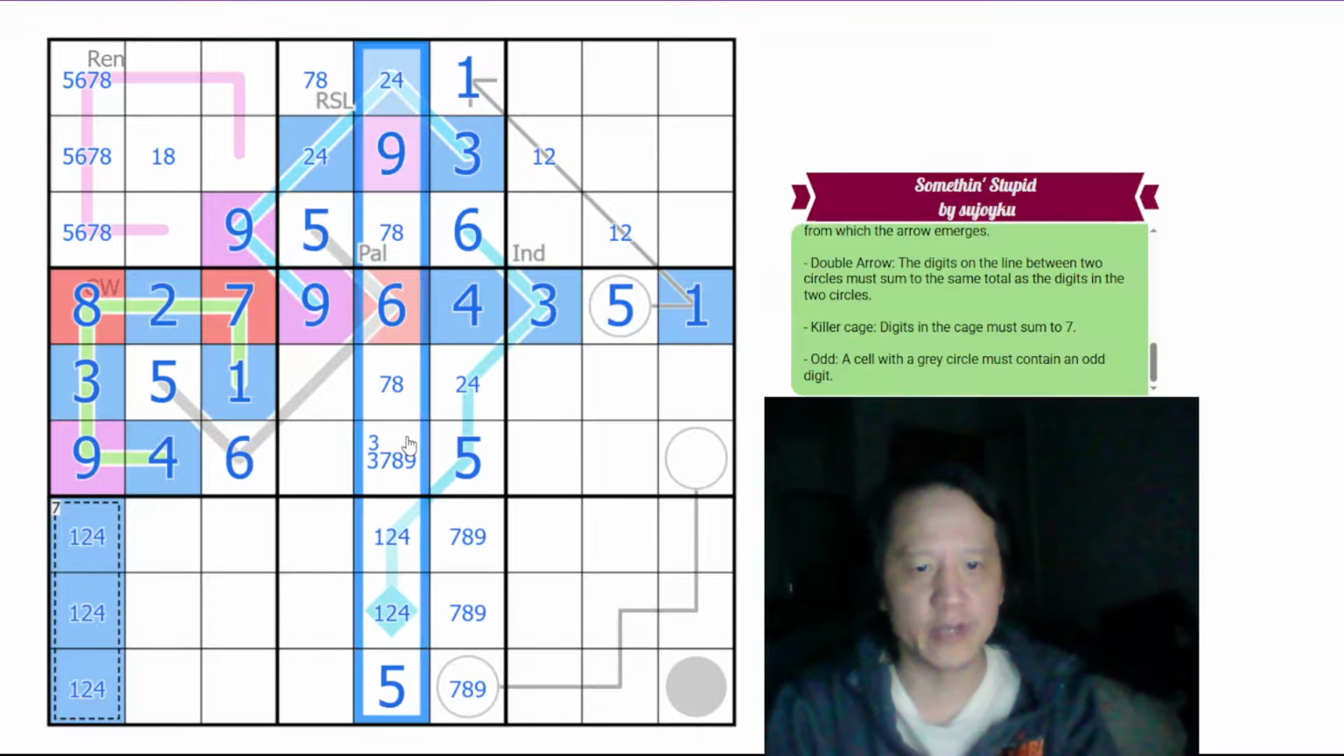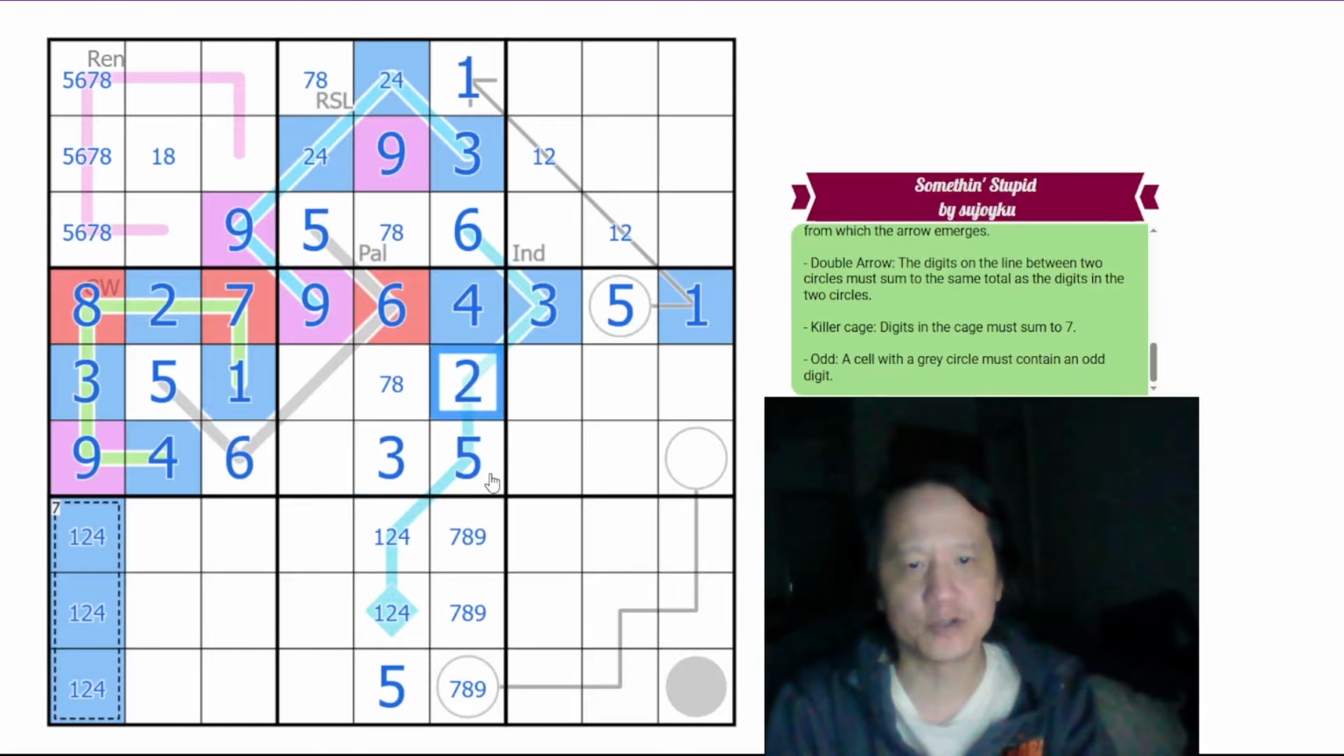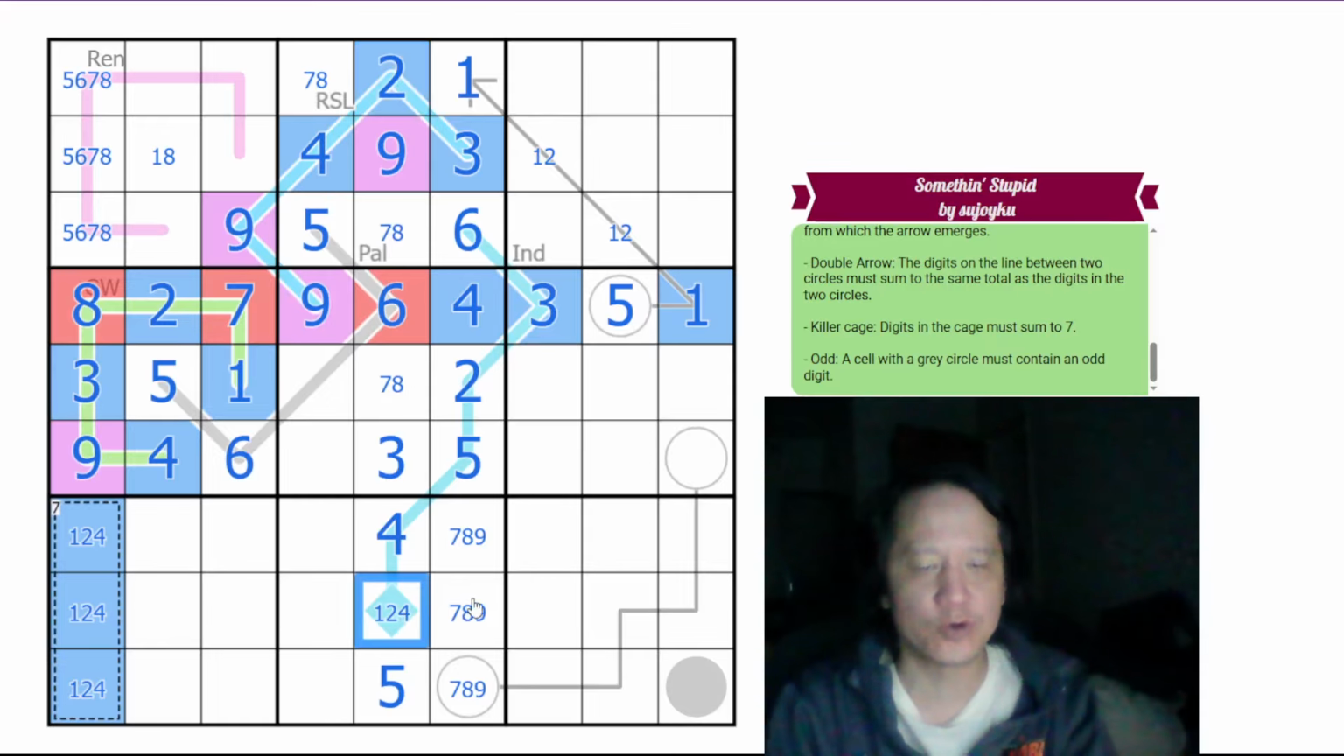What is the remaining digit in column 5? It's 3 here. This 4 eliminates 4 here, so it's 2. That's saying that 4 has to be in the second spot, so this is 4. This 4 eliminates 4 here, so it's 2 and 4. This 2 and 4 eliminate 2 and 4 here, so it's 1.